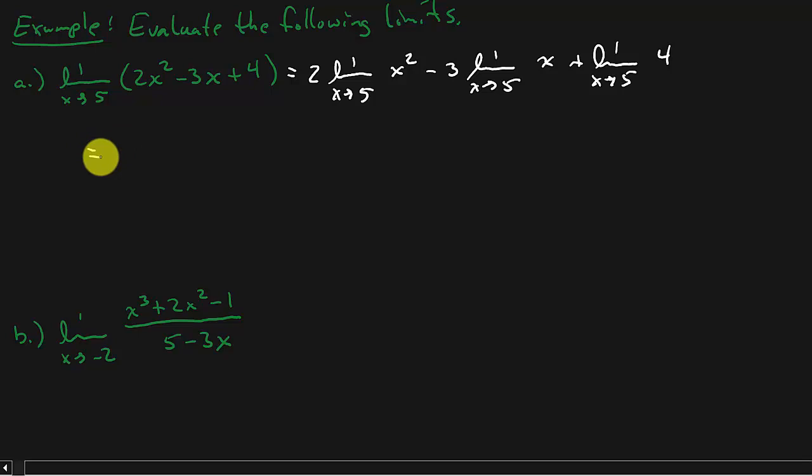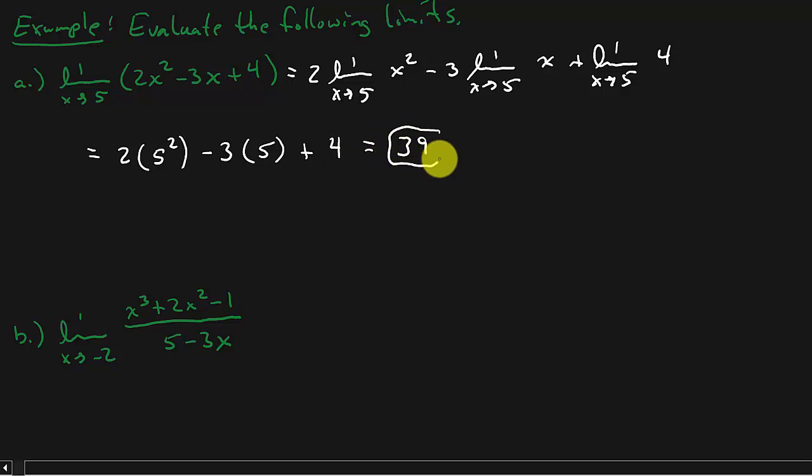And so now applying that, that's 2 times, and then remember that property says I can take this 5 and plug it in for x. So that's 5 squared minus 3 times, and then I can plug the 5 in for x, plus, and then the limit of a constant term is just that constant term. And so when I evaluate that, I get 39 as an answer.